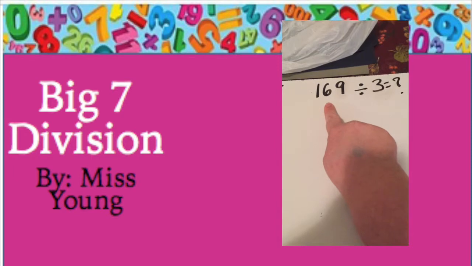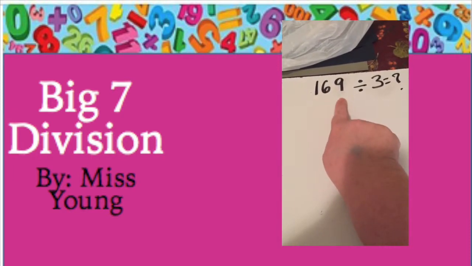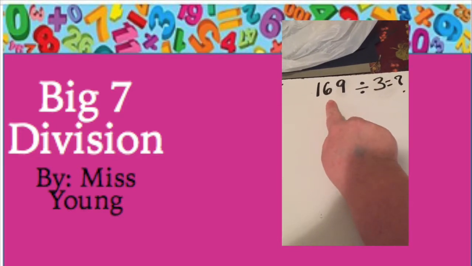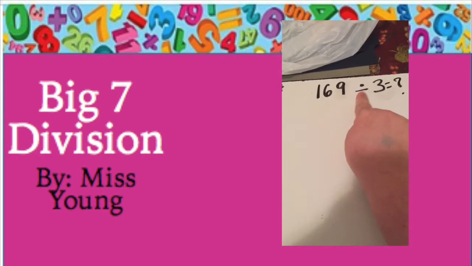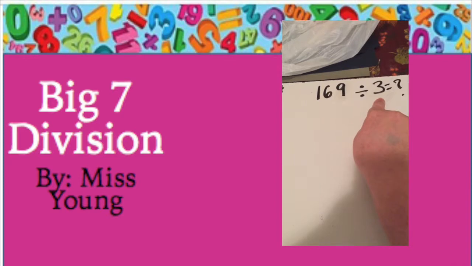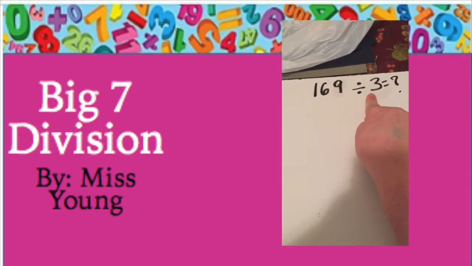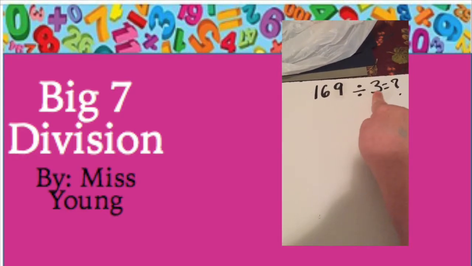So this is called my dividend, and my dividend is my total number of items. So this is different from multiplication when we're trying to find the total items. For division, they already tell us. So this weekend I made 169 cupcakes, and I'm going to be dividing those into 3 groups, so 3 boxes to package them away. Then my 3 is called my divisor. That's my number of groups.